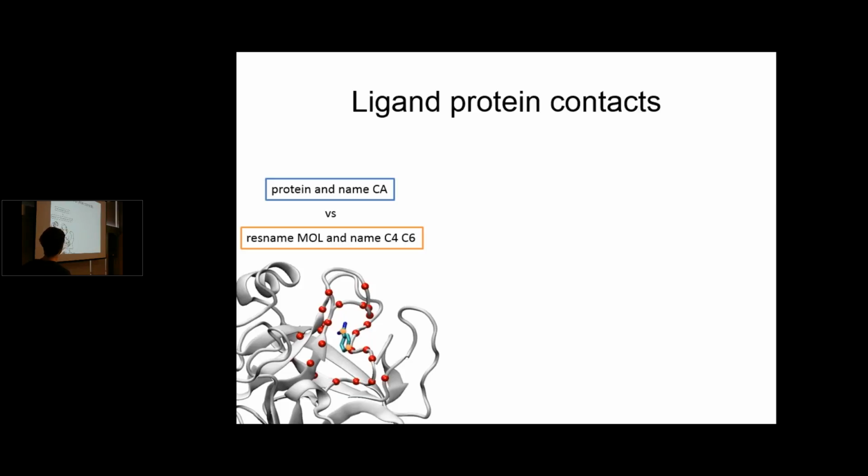So this would be the selections that we use. Protein and name C would give us the carbon alphas, res name all is the ligand, and name C4, C6 would be these carbons on the ligand. So first of all, you have to manually select the atoms on the ligand, and second of all, we're losing the interactions with the side chains. But the good thing about it is that it's a low-dimensional representation, so you get like 2 times the number of residues of your protein as your dimensionality.